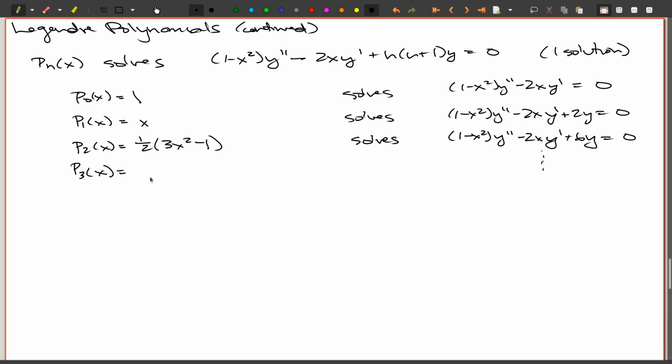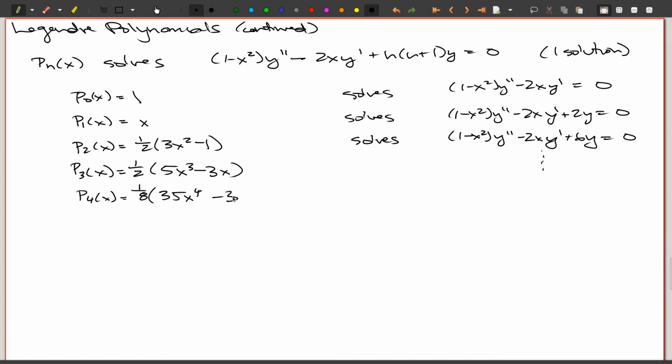I'm going to stop telling you what they solve and just write out a few more of these. P3 of x is going to give us 1/2 times 5x cubed minus 3x. P4 of x is going to give us 1/8 times 35x to the 4th minus 30x squared plus 3. And let's do one more. P5 of x is 1/8 again, I think, times 63x to the 5th minus 70x cubed plus 15x.